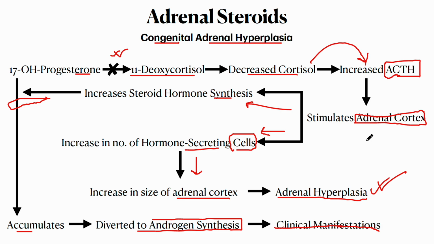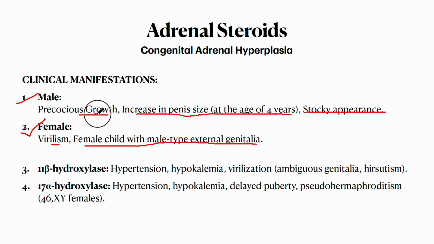Let's talk about it. So that is why there is precocious growth, that is increased growth at an early age, increase in penis size at the age of 4 years, and also stocky appearance, that is muscular appearance due to the increase in testosterone and its effect. And virilism is there, increase in hair growth, or hirsutism, we can say that. And a female child with male type external genitalia is there.